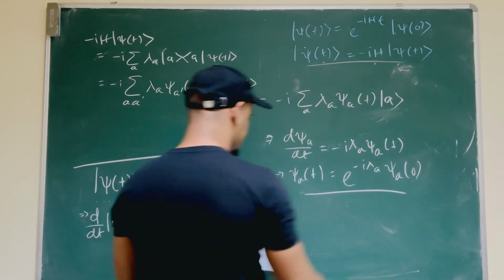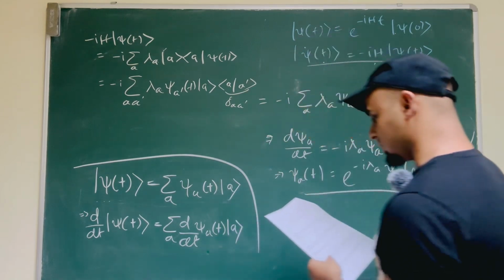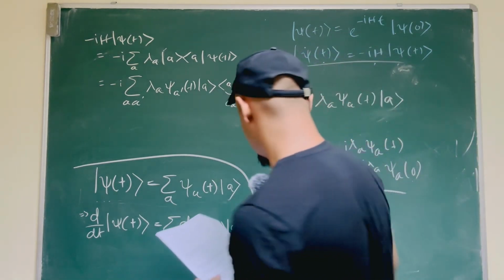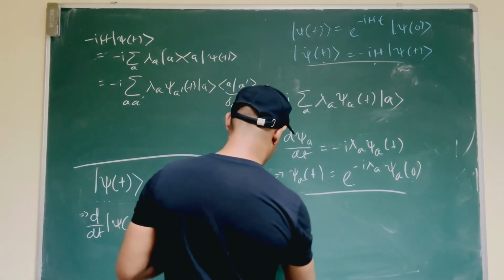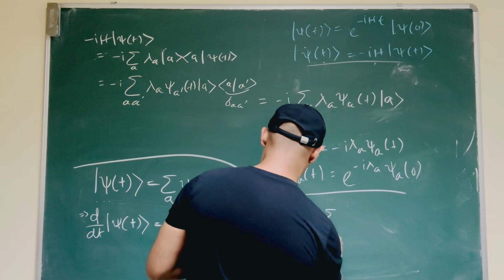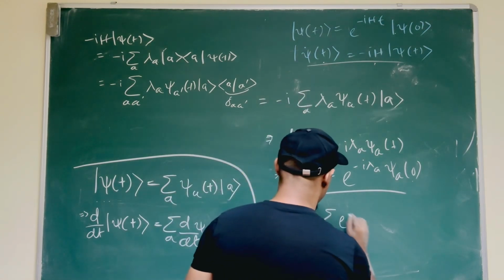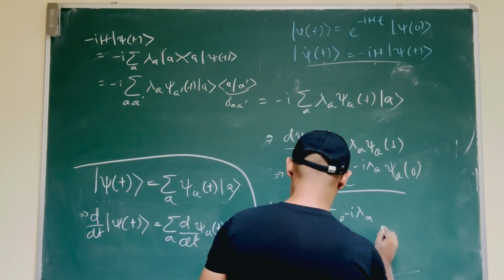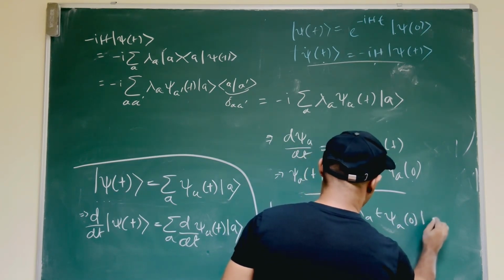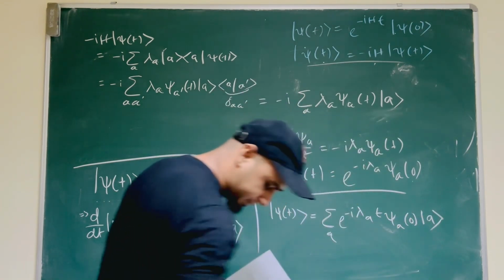So now we're going to put this in our psi t, in our summation. So psi t would be the summation over A of e to the power minus i lambda A t, psi A of 0, |A>.